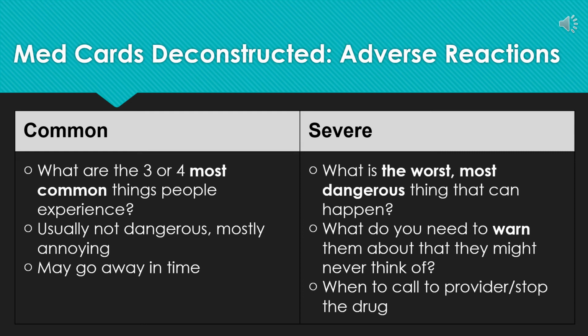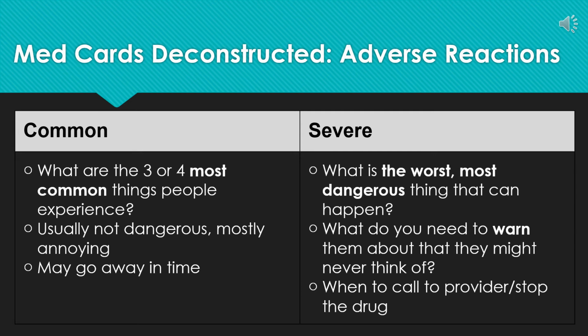So you can really go crazy with adverse reactions too, because if you look in your drug book, there will be several inches of words with adverse reactions on a page. So the important thing here, like I said before, is to pick out the biggies. So let's divide them into two categories. One is common. So what are the 3 or 4 most common things people experience?